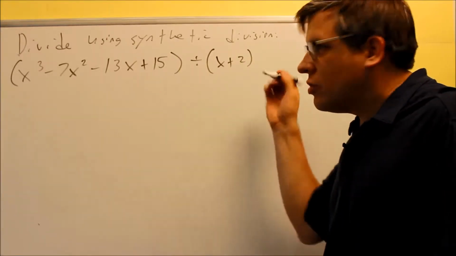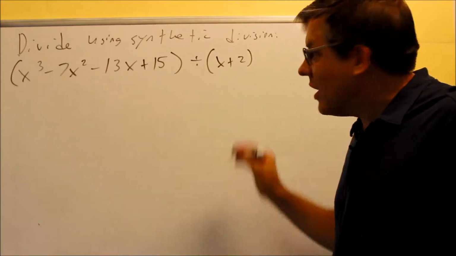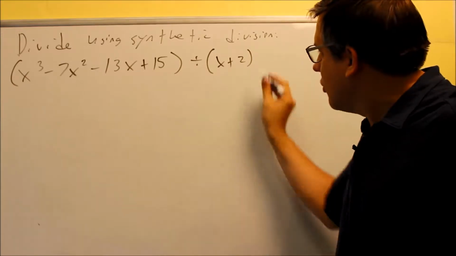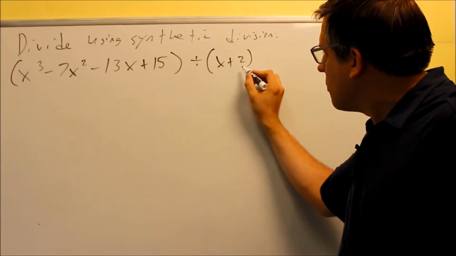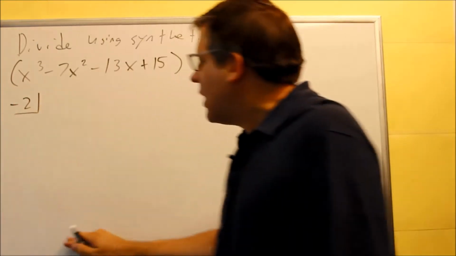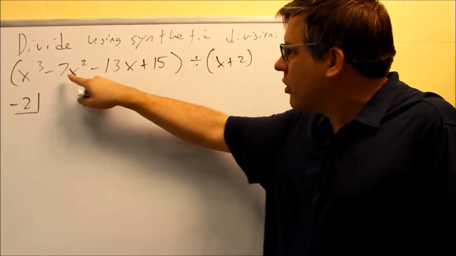First, we need to do the setup. For this one, +2, we're going to take the opposite sign of this one. So you always begin with the opposite sign. The number that comes afterwards is a +2, so you're going to put -2 inside the box. Then you're going to put just the coefficients only.